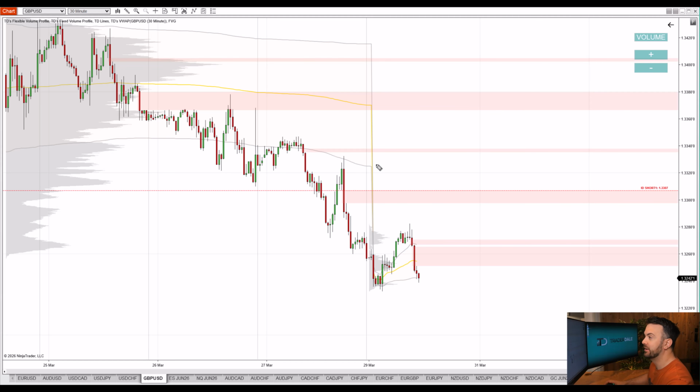This is the NinjaTrader 8 platform with my custom-made volume profile and VWAP indicators, and this is a 30-minute chart of the British pound. What I want to talk about here is this newly formed resistance. It is in here at 1.3307. Now let me talk about why I think that this is a strong resistance, okay?